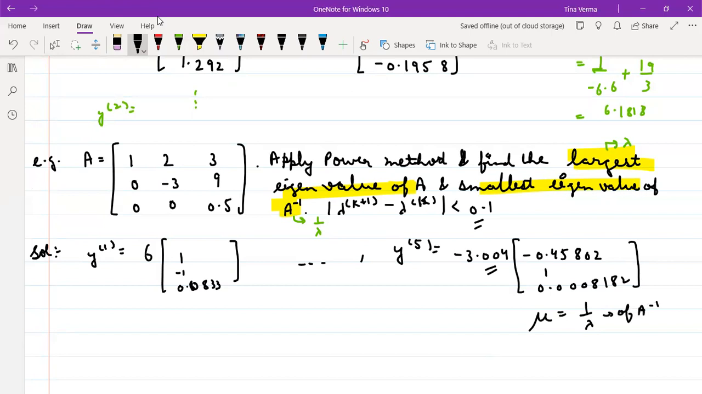One thing you can notice here, and you can also verify, is that this is a lower triangular matrix. In a lower triangular matrix, what are my eigenvalues? The diagonal entries are my eigenvalues. So you can notice that the eigenvalues here are 1, minus 3 and 0.5. So the largest eigenvalue is minus 3, which we have obtained, right? When you perform further iterations, you will approach minus 3. And the smallest eigenvalue you can find through A inverse, and the smallest eigenvalue of A inverse will be 1 upon minus 3, right?